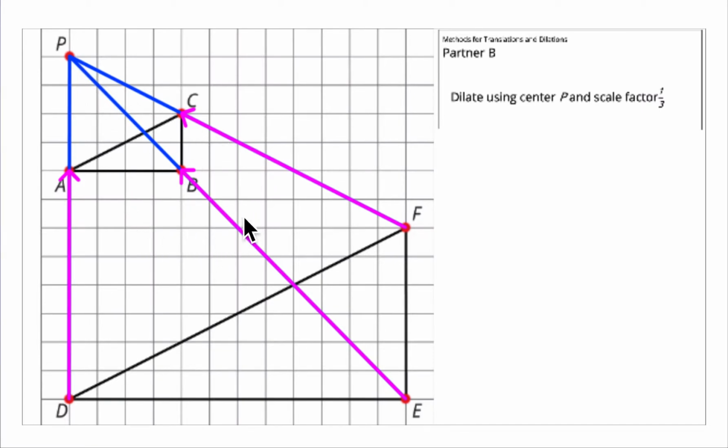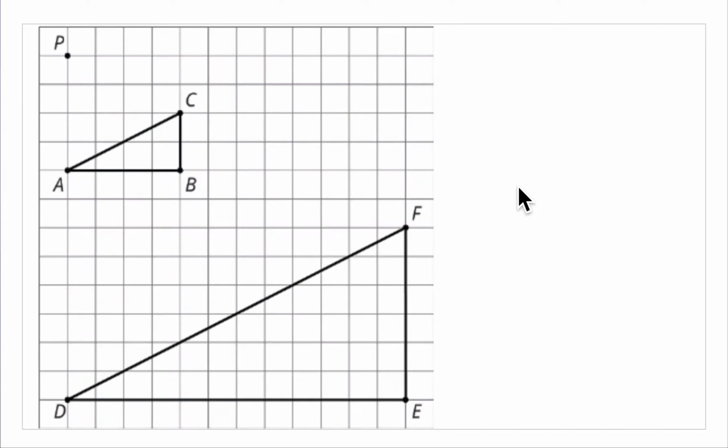So go through those steps and have that discussion and see if you understand. Now, how does that compare to another way that you could show that these two triangles are similar using P as the center of dilation?